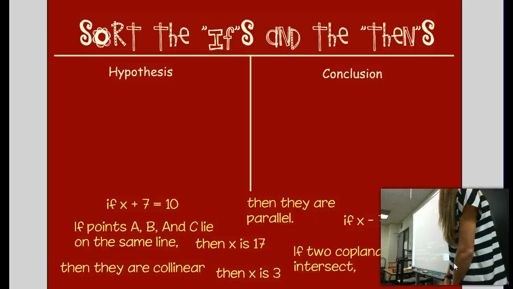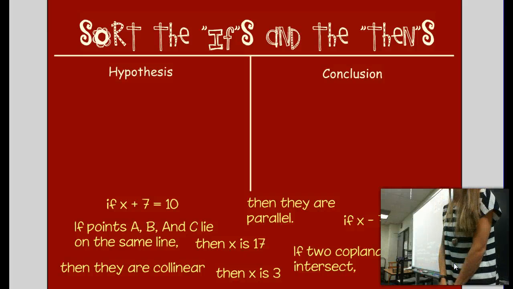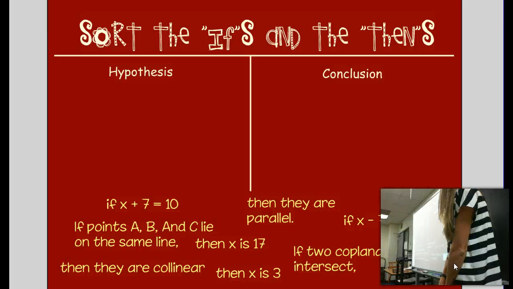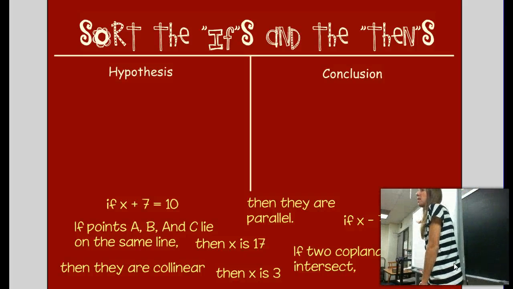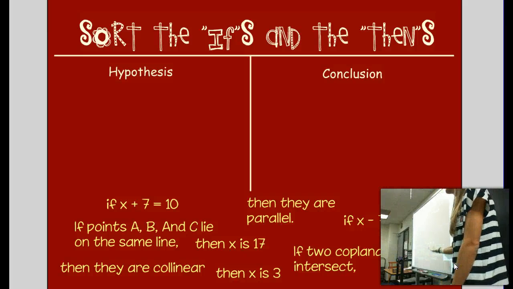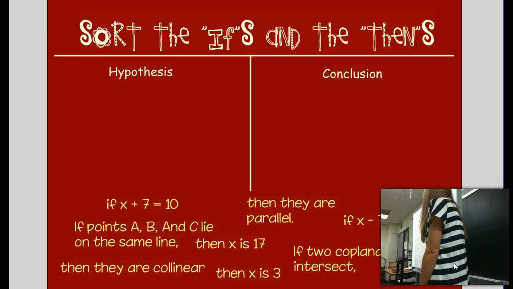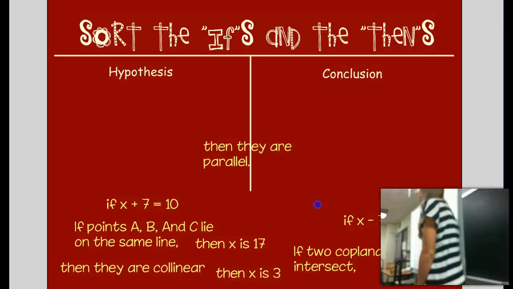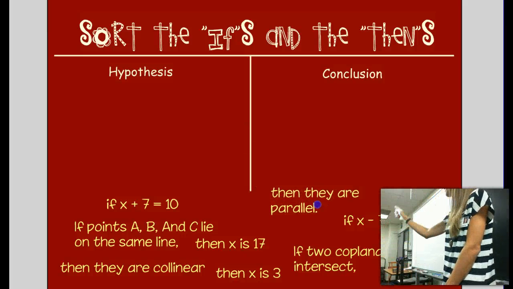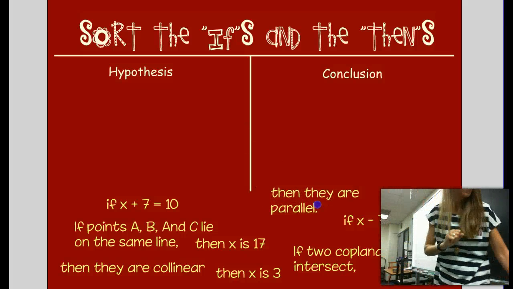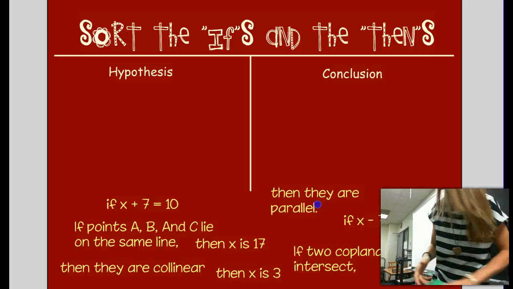Who knows? All right, let's see if we can sort these. I need someone to come to the board and drag one of these that's a hypothesis to the hypothesis column, and then find the conclusion that goes with it and drag it to the conclusion column. Like this, you could drag these little segments. Who would like to do that first? You go first, you go second, okay? Savannah and Ruthie.